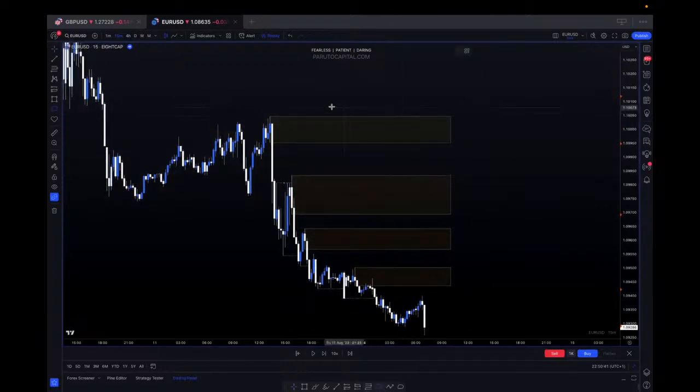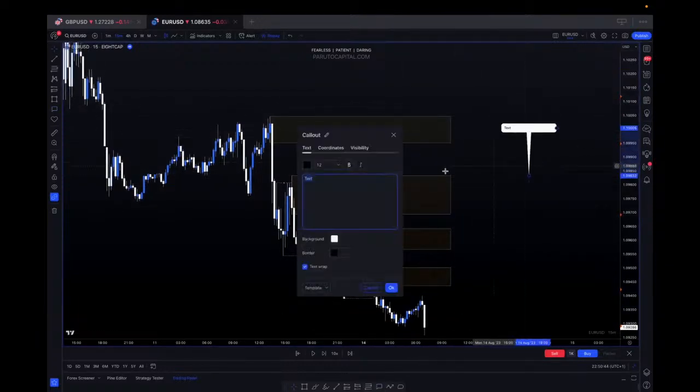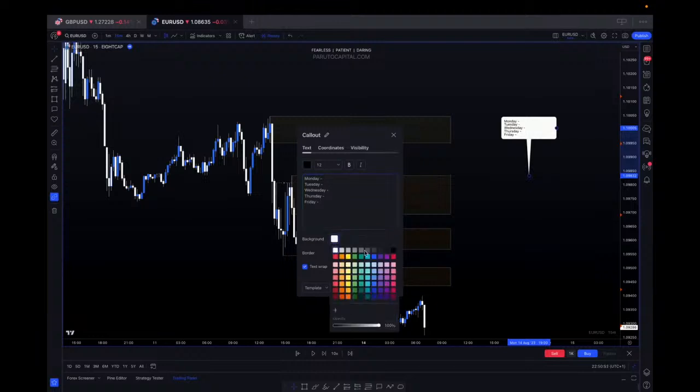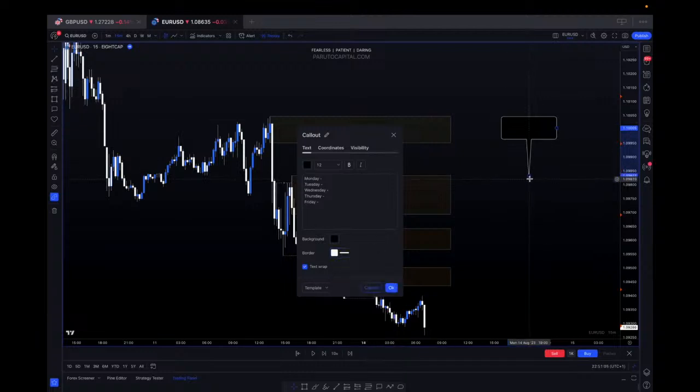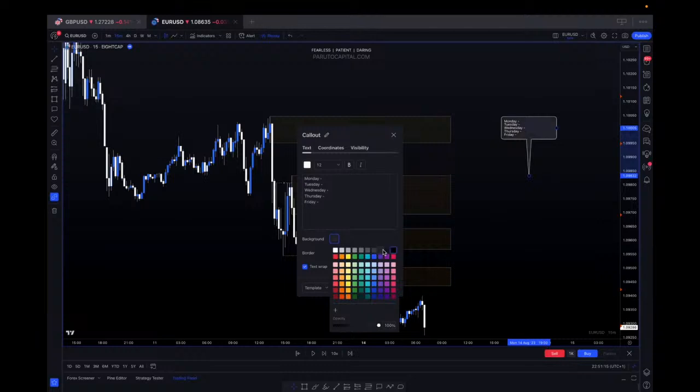And by the way, I think I have something I need to put out here. Okay, yeah, Monday. Need to be able to catch this, but the background should be black, and the border should be white. What else? Text should be white. All right, I think that works.